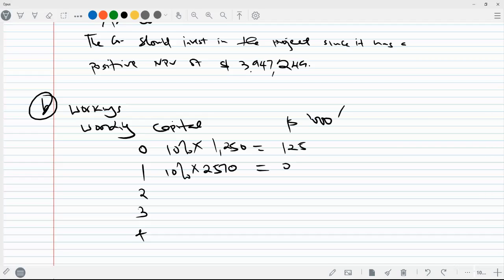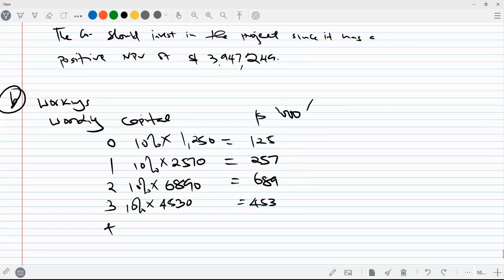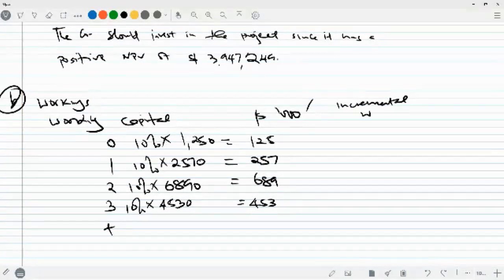At the beginning of year 2, end of year 1, 10% of 2570 is 257. Year 2, 10% of year 3 revenue 6890, we get 689. Year 3, 10% of 4530 gives us 453. Next we do the increment in working capital. In year 0 we invest 125.